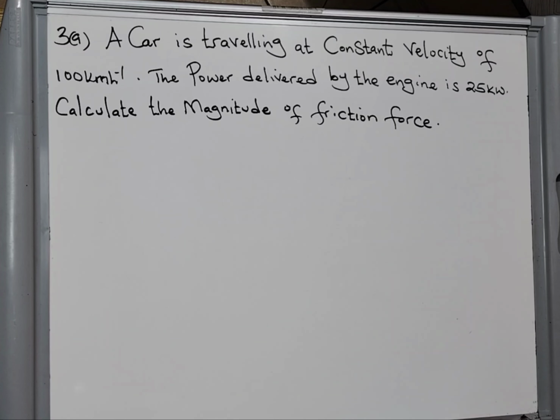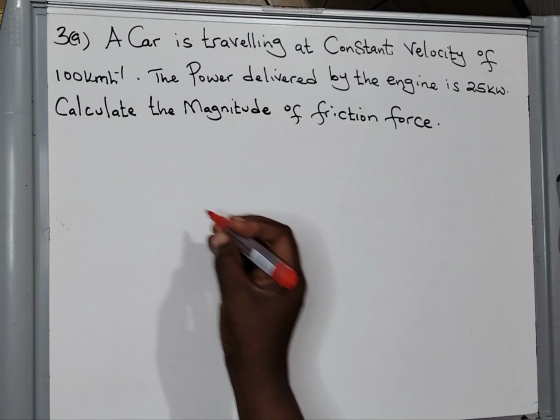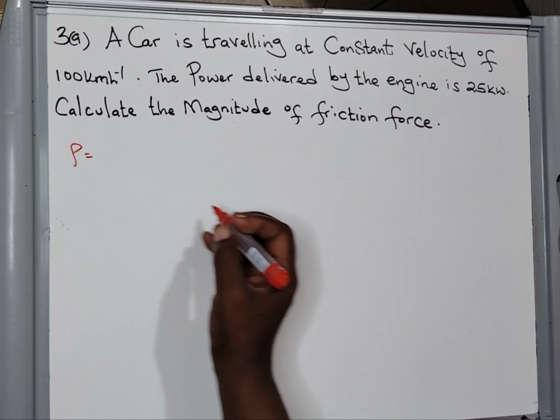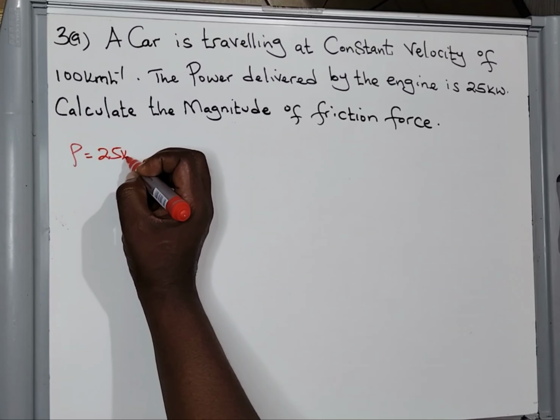Today we are looking at this question. It says that a car is traveling at a constant velocity of 100 kilometers per hour. The power delivered by the engine is given, and it says calculate the magnitude of the friction force. How do we go about this? The best approach is to remember that we have our power, which is 25 kilowatts.